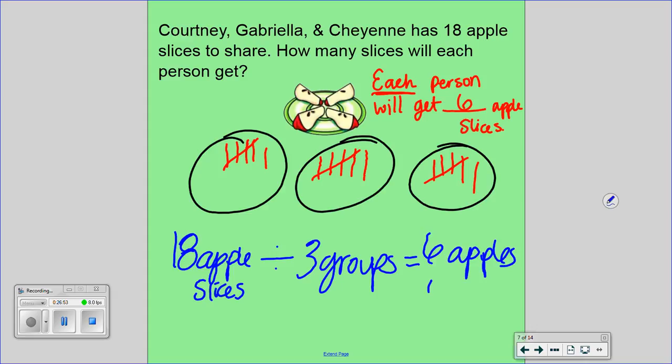You could say each. You could say per person, per group. In each group of words. Okay? I cannot stress this enough. Language is so important with division. You need to know what you're solving for.